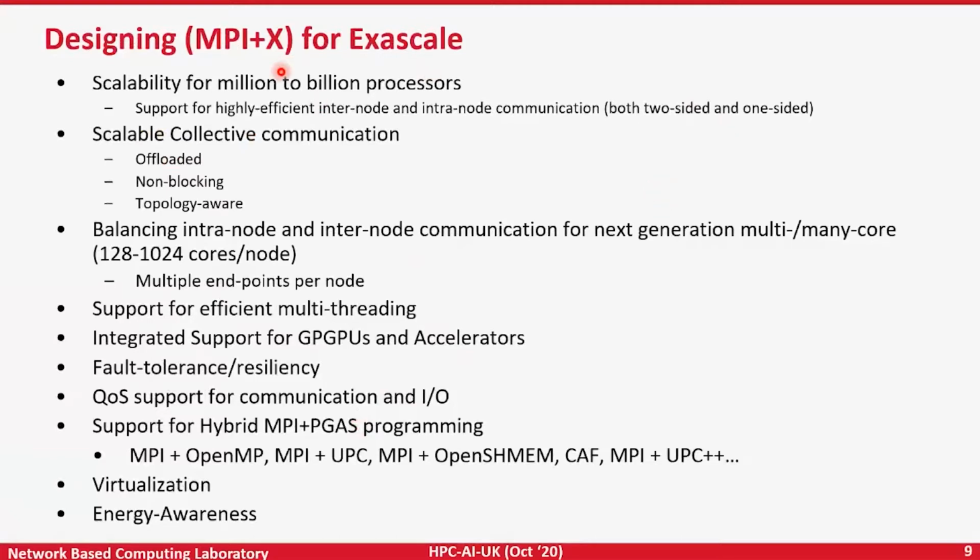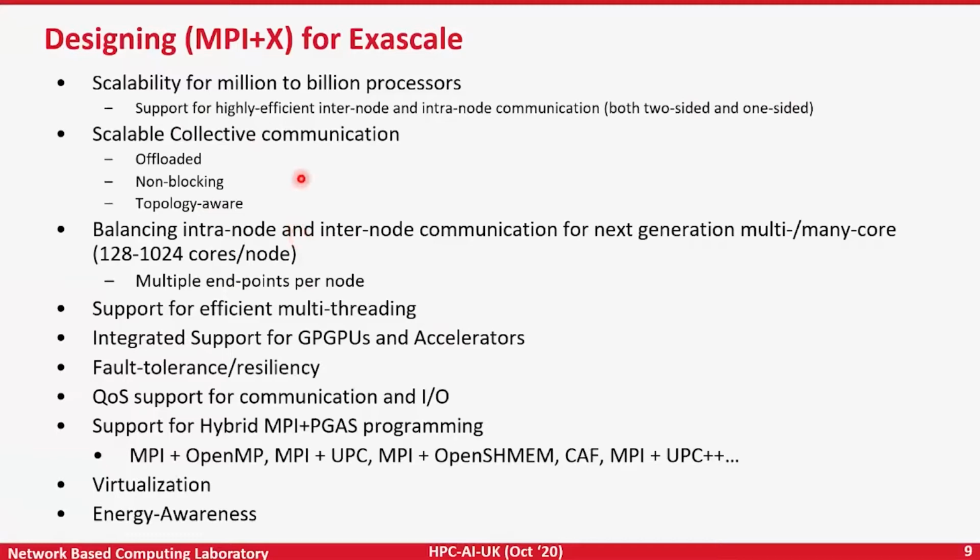MPI plus OpenMP is very widely used, but then the PGAS, the partitioned global address space models like OpenSHMEM, UPC, and UPC++ have come. So how do you design MPI plus X for exascale? Inside MPI, if you take a look at the latest MPI 3.1 standard and MPI 4, which is almost there, there are almost 400 functions. You have to design each one of these functions in the best possible manner so that when the user activates any of them, you get the best performance and scalability.